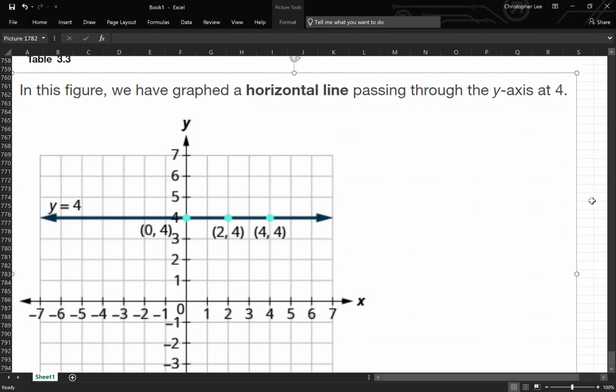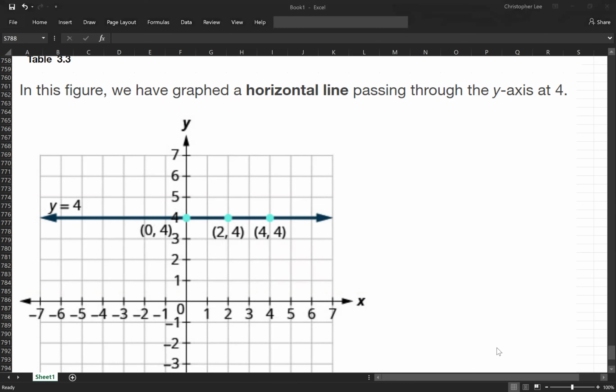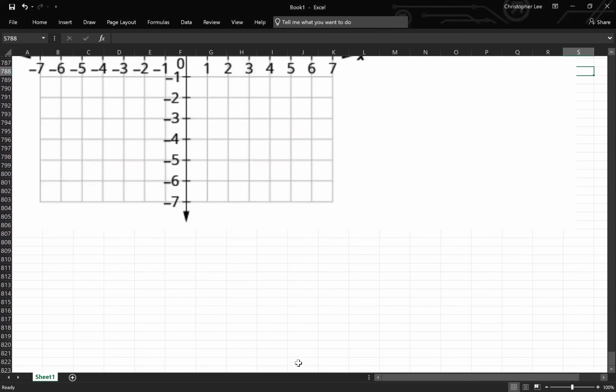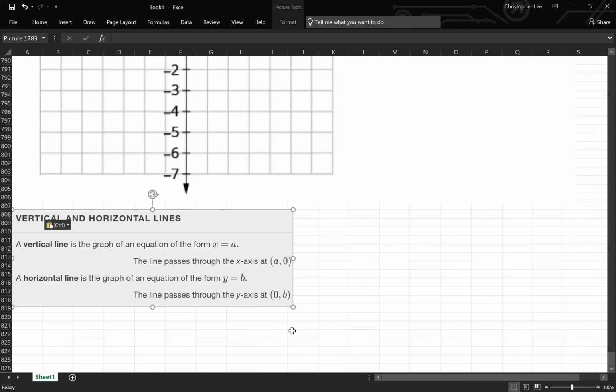All right, in this figure, we have graphed a horizontal line that passes through the y-axis at 4, right? Horizontal means left to right, right? Horizon. And that's the horizontal line. So long story short, they're gonna tell you what it is, so you don't have to worry. Got you. So here's the same thing that I just said in words.